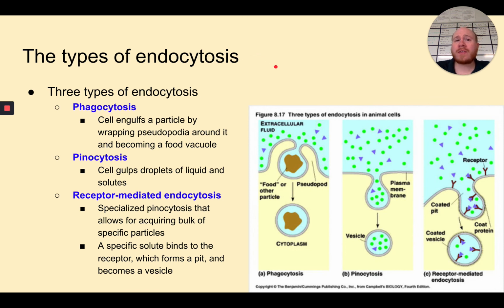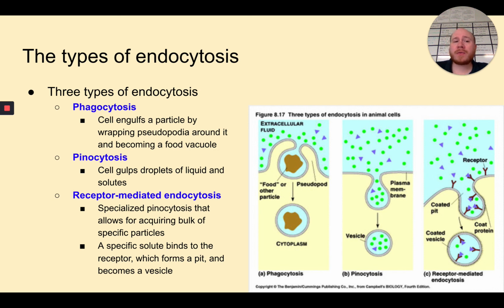So the types of endocytosis. There's phagocytosis, where the cell engulfs a particulate or particle by wrapping pseudopodia, they're like extensions of your cell membrane, around it and becoming a food vacuole. It just surrounds it and then engulfs it. Then there's pinocytosis, where the cell gulps droplets of liquid and solutes. So it's going to pull in salts and things like that inside of a liquid. So if a cell needs a lot of something, like an ion, it can pull a whole bunch of water with that ion inside of it to then use it.